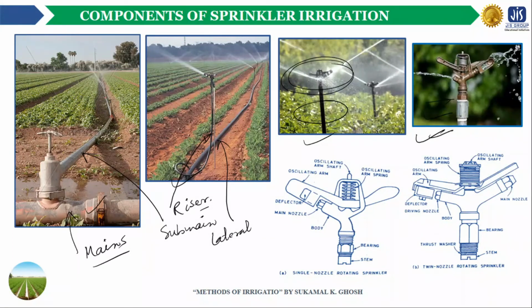As we discussed in our previous slide, we may have two different kinds of rotating sprinkler. You may observe in this figure, this is a single nozzle rotating sprinkler because it consists of only one nozzle. But this is a figure of a twin nozzle rotating sprinkler because it has two nozzles. This is also a rotating sprinkler. As I discussed, the rotating sprinkler rotates slowly about the vertical axis by the action of a deflecting vane connected to it, right?